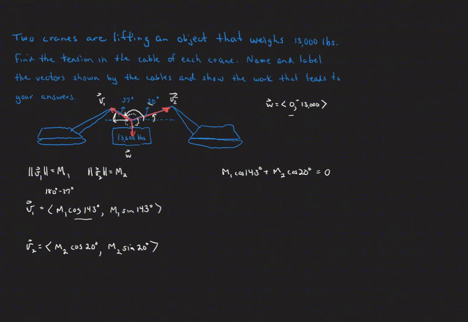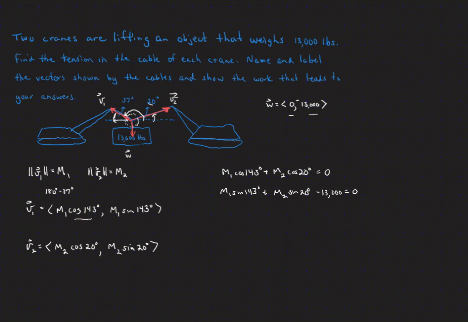vertical components. So that means M1 times the sine of 143 degrees plus M2 times the sine of 20 degrees. And now we're going to bring in the vertical component of our wind vector. So minus the 13,000 is going to be equal to 0. So what we want to do here is maybe a little substitution.